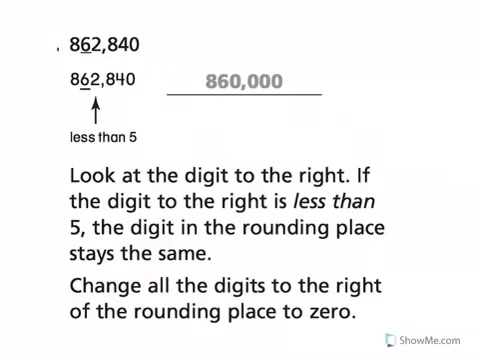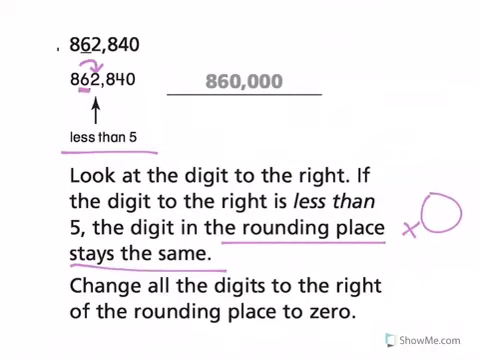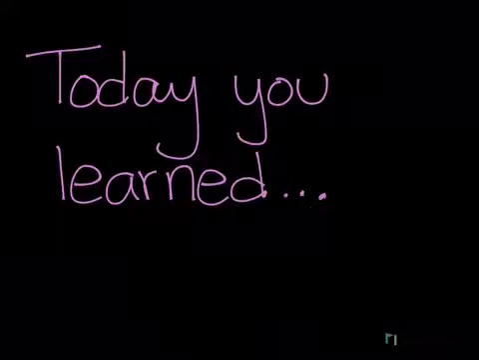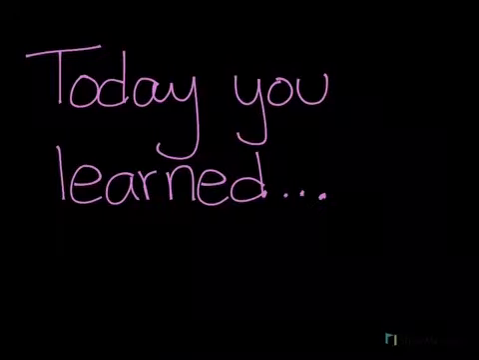So to summarize, when you are rounding, you're looking at the digit to the right of your underlined place value. If it is less than 5, your digit stays the same. That's the same as adding nothing, which is 0. So in this case, 862,840 would be rounded to 860,000. Today, you learned how to compare and round multi-digit numbers.